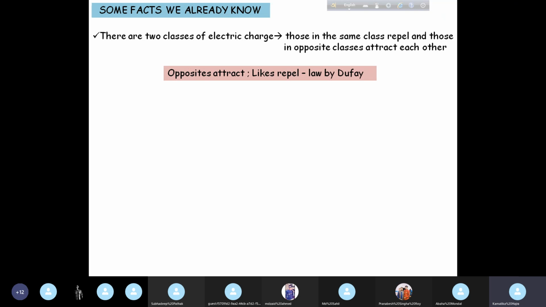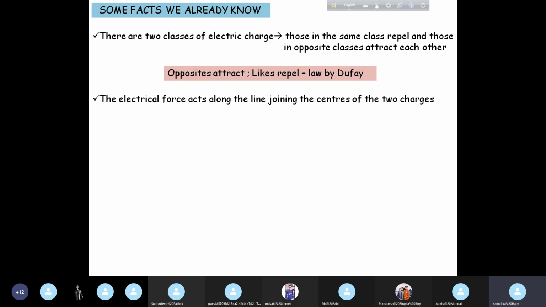We don't often state this as Dufay's law, but it is good to know who first proposed this. This scientist, Dufay, first observed this and put it as a law that like charges repel and opposite charges attract. The electrical force acts along the line joining the centers of two charges. This also all of you know.